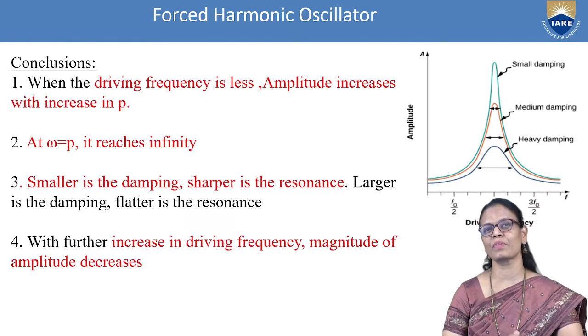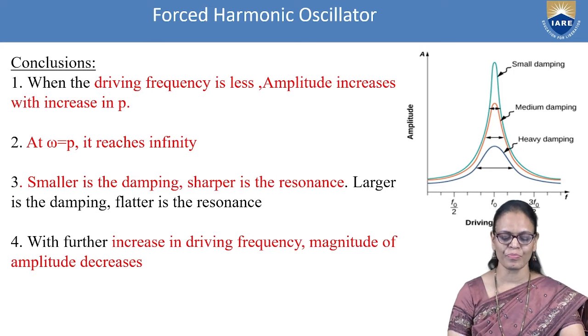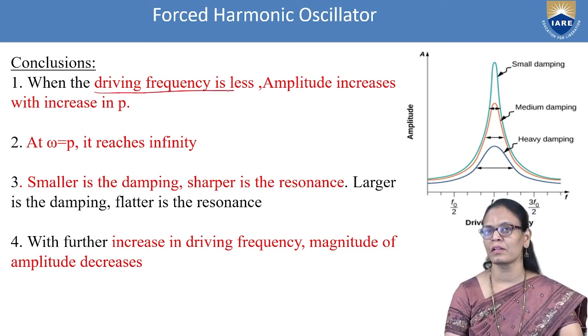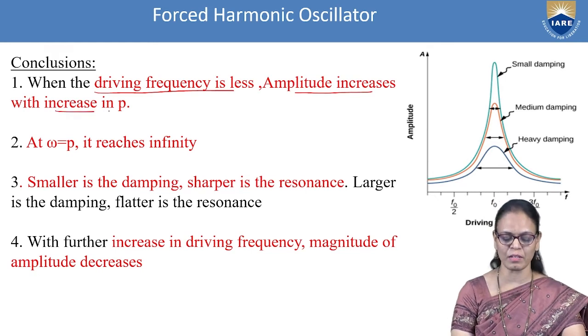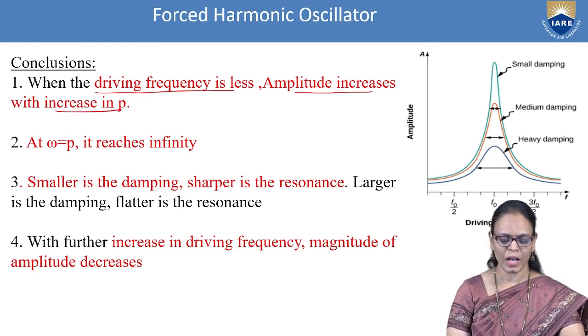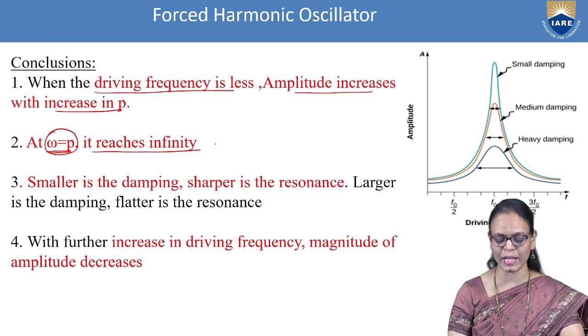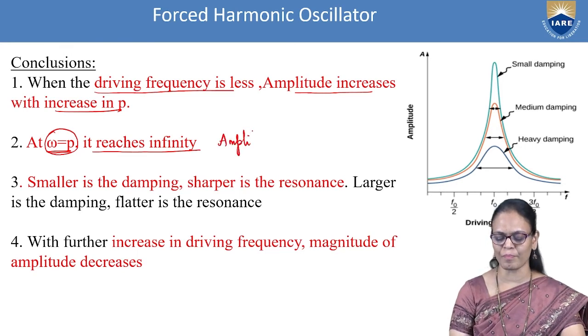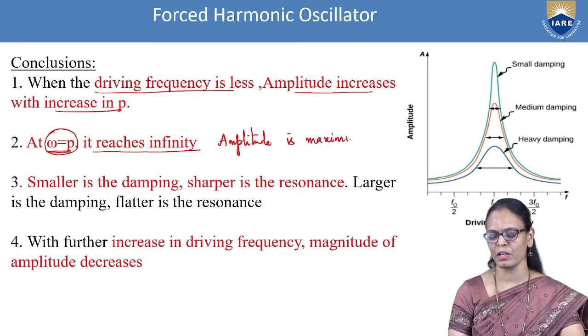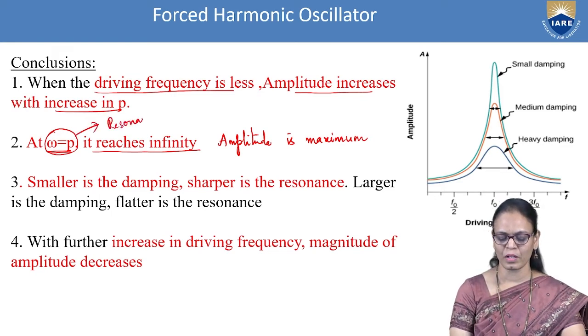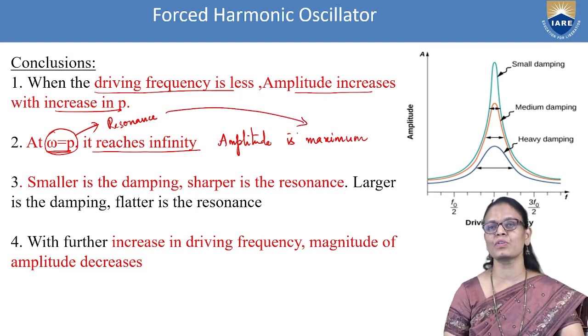Now, what are the conclusions that we can draw from these three cases which we have seen? When the driving frequency is less, the amplitude increases with increase in P. This is the first conclusion. And when omega is equal to P, meaning the driving frequency is equal to the natural frequency, it reaches infinity. The amplitude is infinite. We said the amplitude becomes maximum, so we are talking about it as infinity. Amplitude is maximum here. We have seen that omega is equal to P gives rise to resonance, and the resultant of which is maximum amplitude.